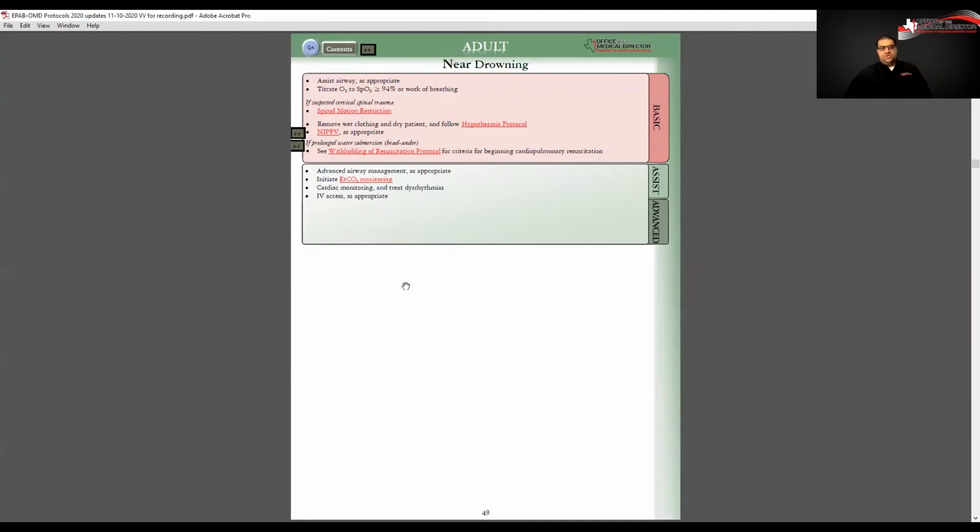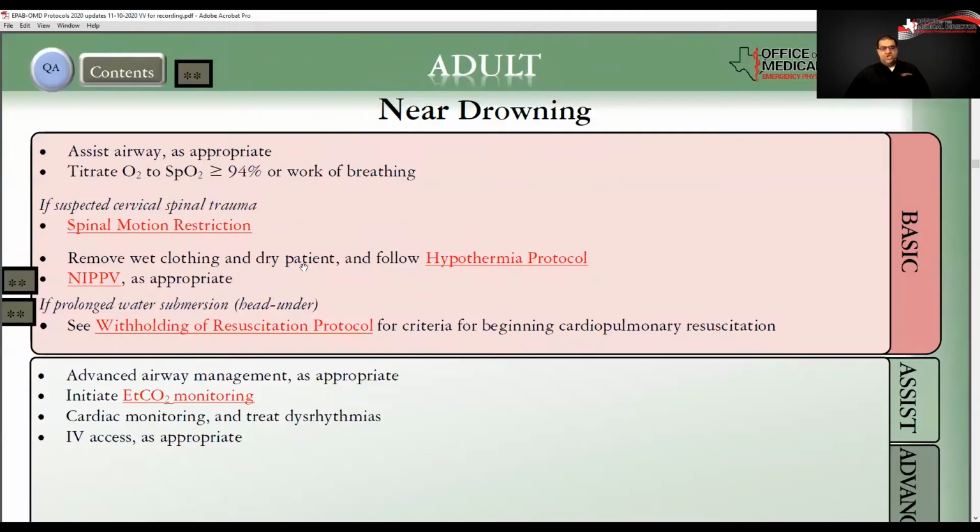In the adult near drowning, again, two pretty small changes. One is that nomenclature change from CPAP to NIPPV, or non-invasive positive pressure ventilation. And then again, that head under submersion, the 90 or 30 minutes based on the temperature of the water, whether it's colder than 6 degrees Celsius or warmer.